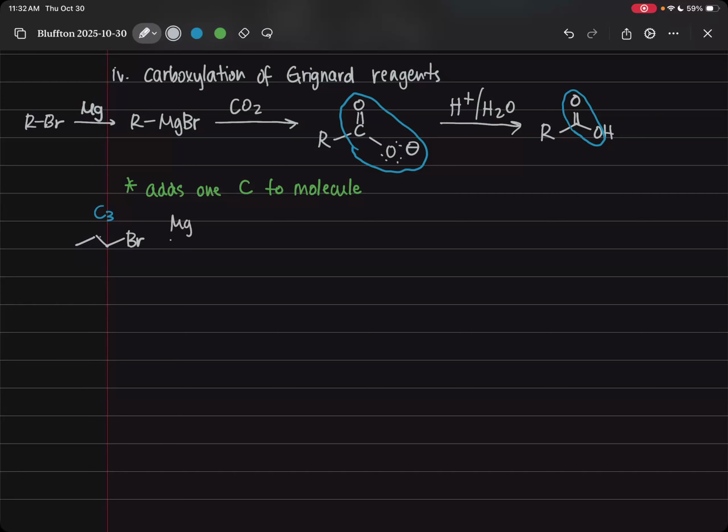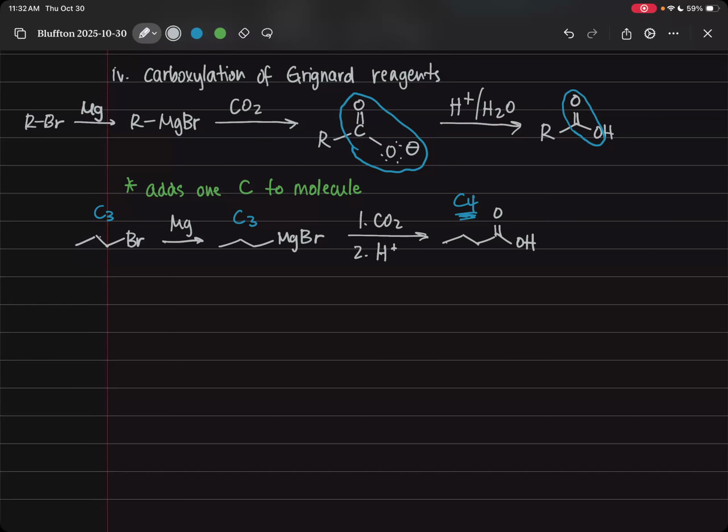And we make our Grignard reagent. This is also 1, 2, 3, a C3 molecule. And then we do the actual Grignard reaction where we add carbon dioxide. There's our carboxylic acid product that we get. But if you count the carbons, 1, 2, 3, 4. So there's 4 carbons on that molecule.